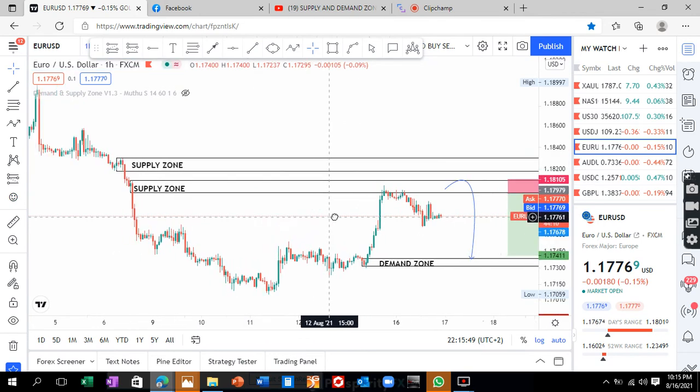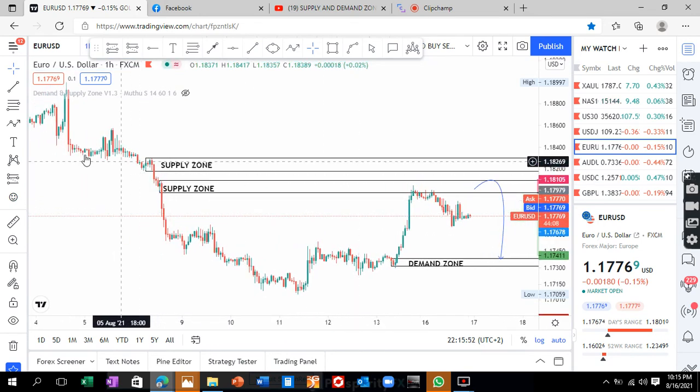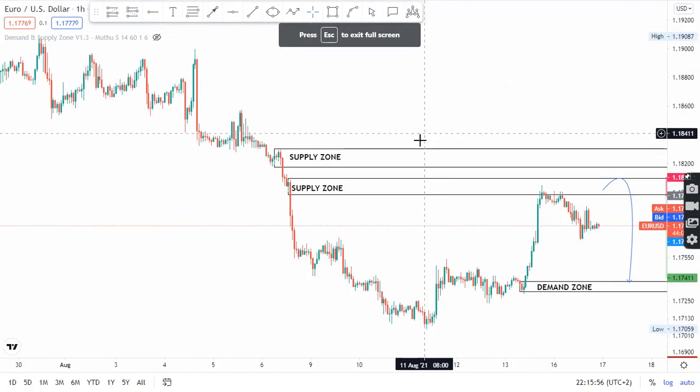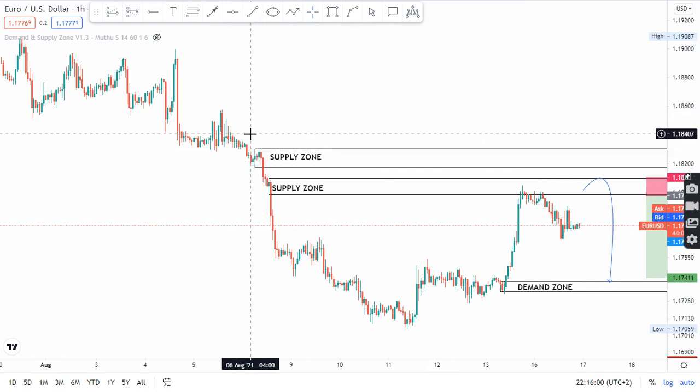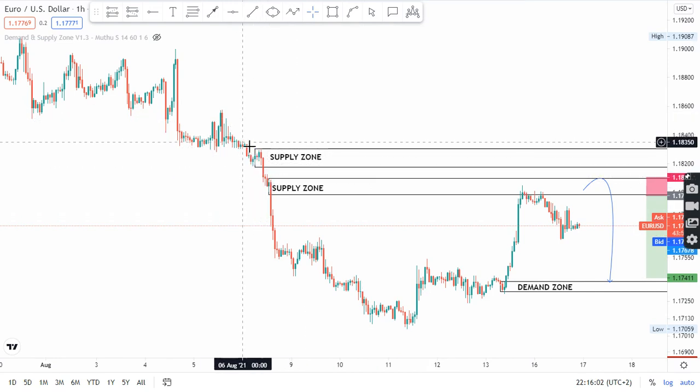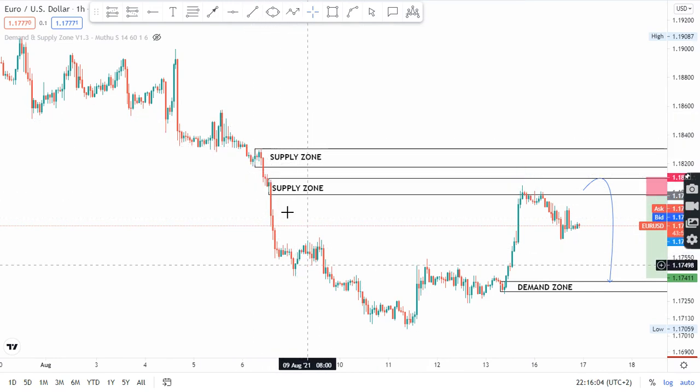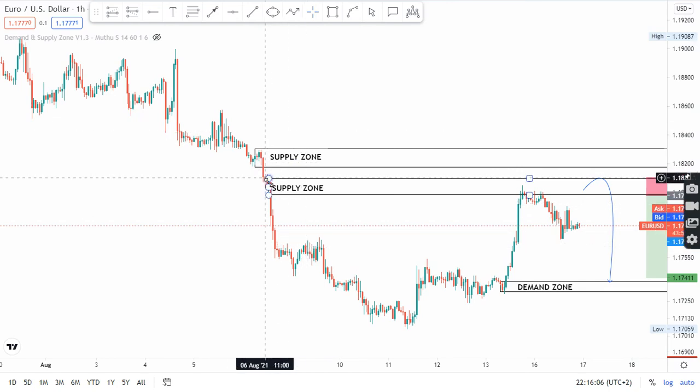Okay. So what do we have here? This is very interesting, because here we're looking at another setup, the drop, base, rally. So we had a drop at this level.